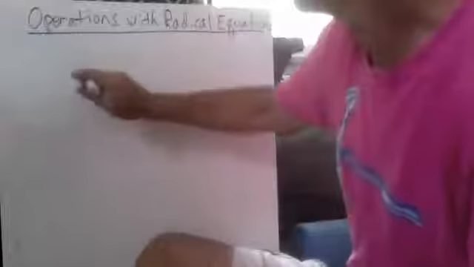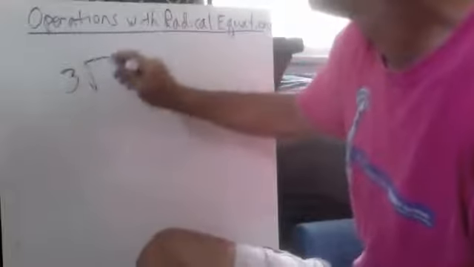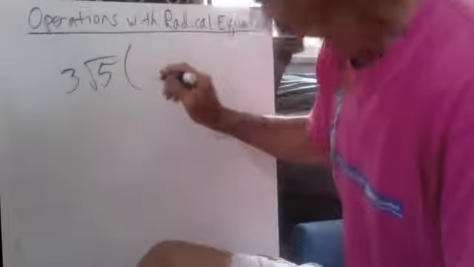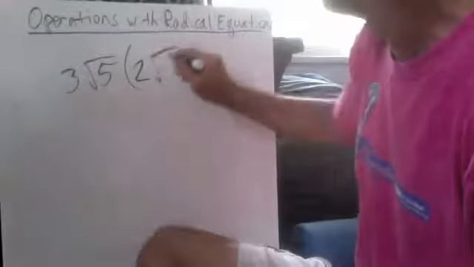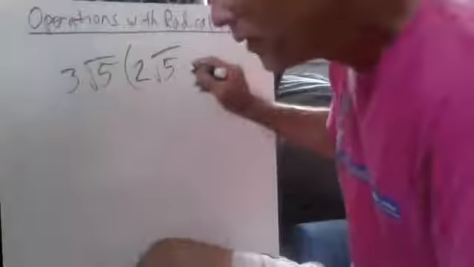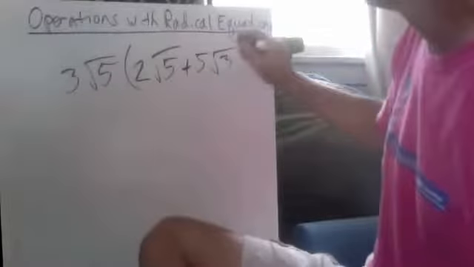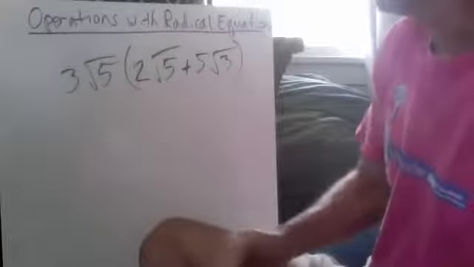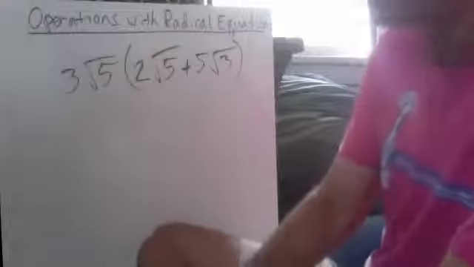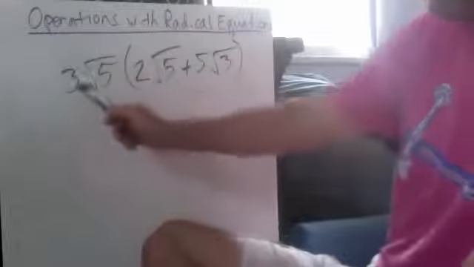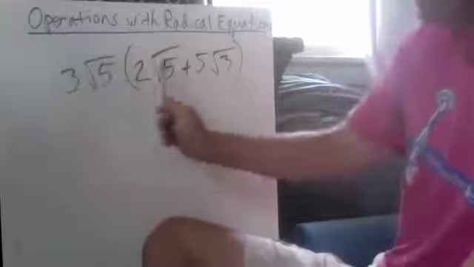Let's do letter B. It says 3 square roots of 5, and this is a distributive property, times 2 square roots of 5 plus 5 square roots of 3. So at first it might look a little complicated, but just slow down and think what's going on. This gets multiplied by that. And I told you numbers times numbers, radicals times radicals.